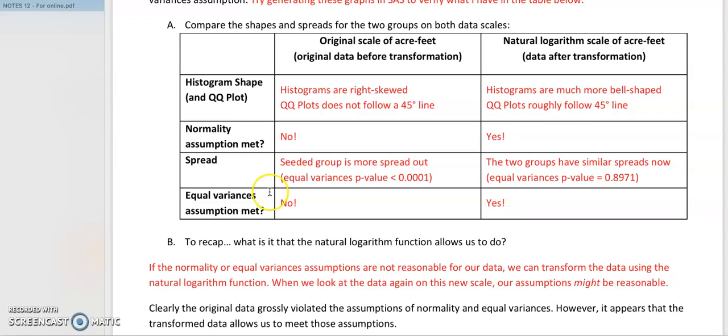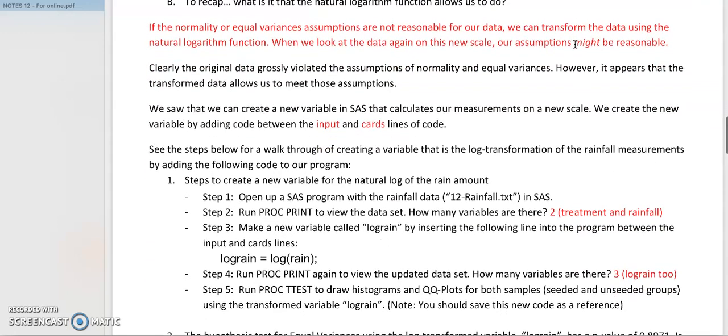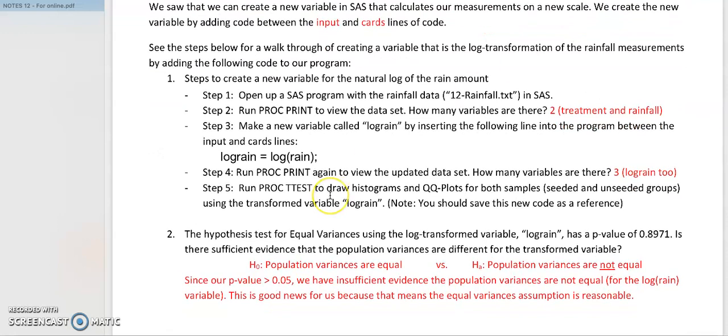However, after transforming our data, we were able to see that if we looked at the natural log of the amount of rainfall, that actually did meet the assumptions that we needed to meet. So to reiterate, for the equal variances assumption, we did a hypothesis test to see if this was a reasonable assumption. Our two hypotheses: the first one is the null hypothesis that says our population variances are equal. The second is our alternative hypothesis, which says the population variances are not equal.